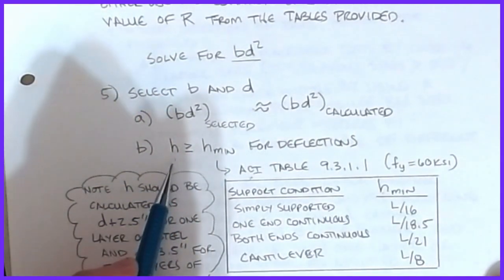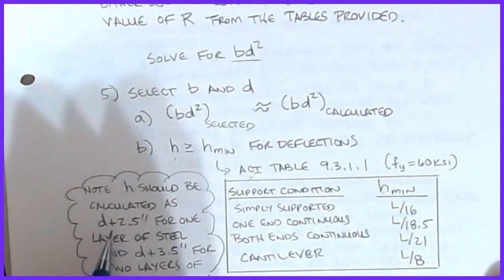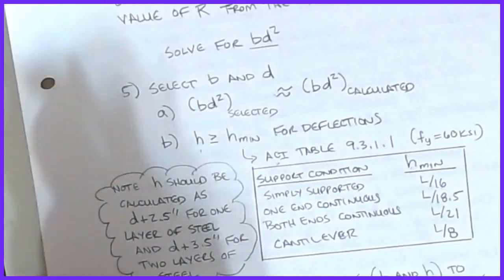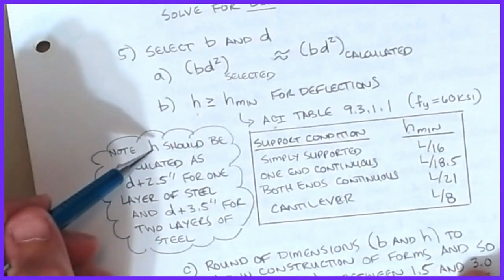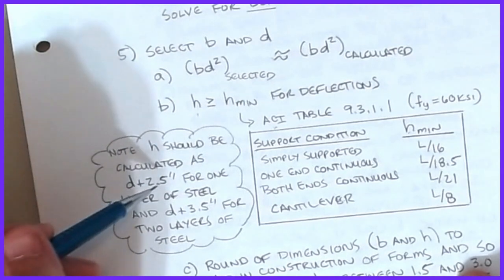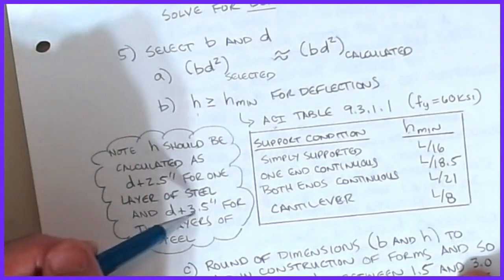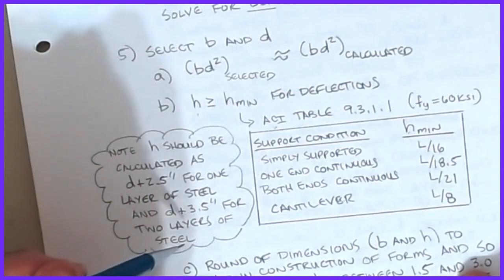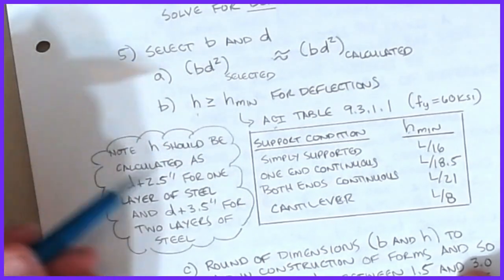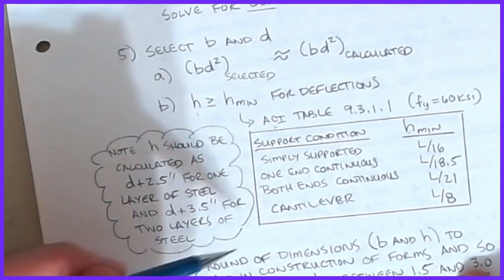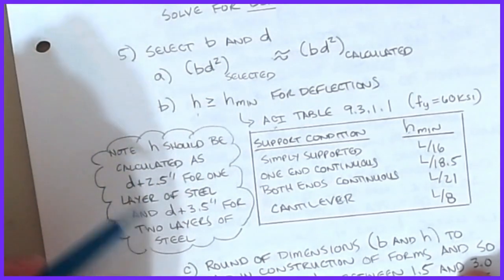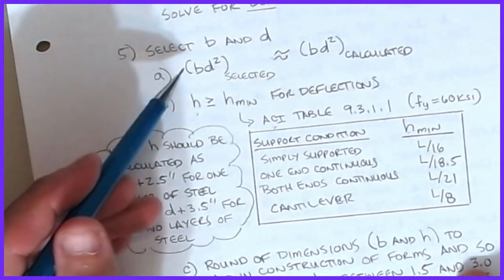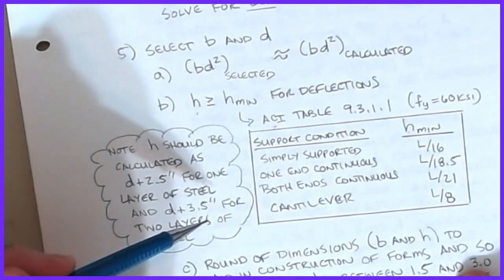Then if I know h, I can find my d by those rules of thumb I told you. Take h as d plus 2.5 inches for one layer of steel and d plus 3.5 inches for two layers of steel. If you get into more layers of steel than that, it's a more complex problem anyway, and these rules of thumb don't do a whole lot for you. But now I've got two relationships that will get me to this.